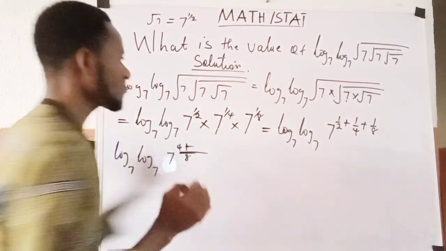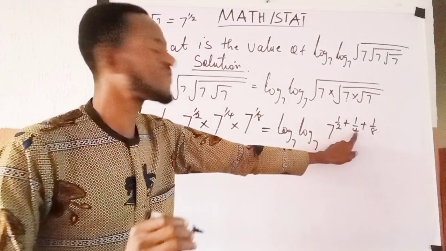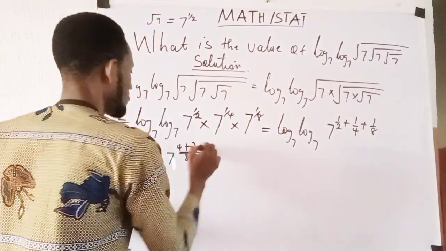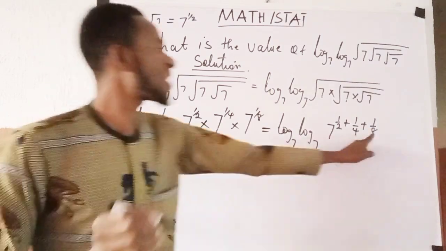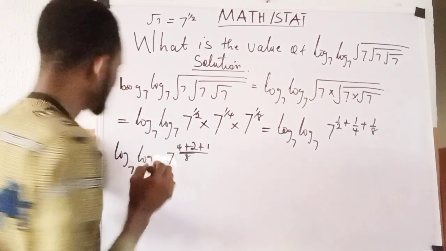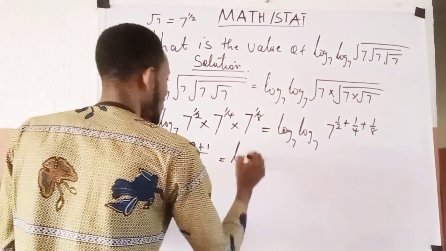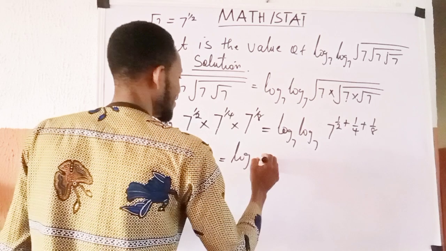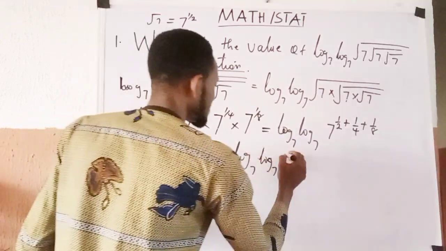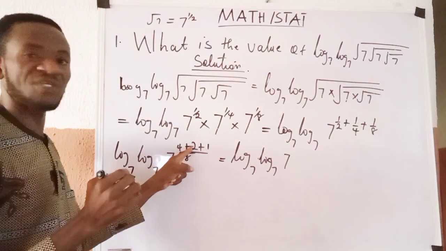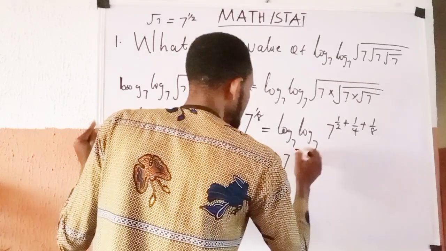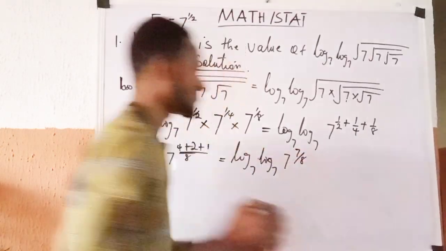plus. 8 divided by 4 is 2. 2 times 1 is what? 2 plus. 8 divided by 8 is 1. 1 times 1 is what? Is 1. So this thing becomes, this equals log in base 7 of 7. 4 plus 2 is what? 6. Plus 1 is what? 7. So we have what? 7 over 8.